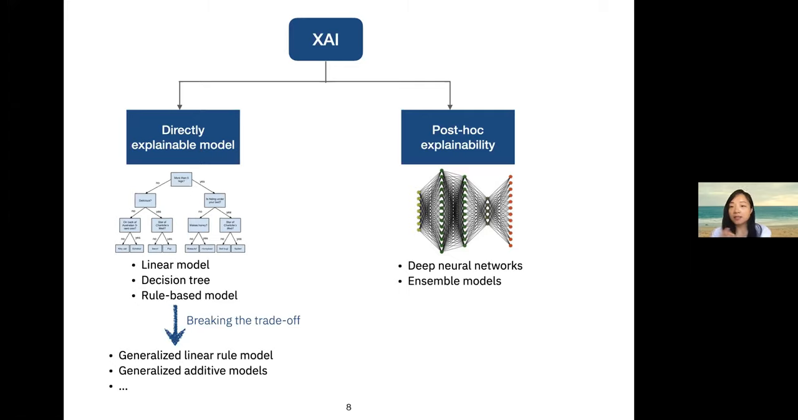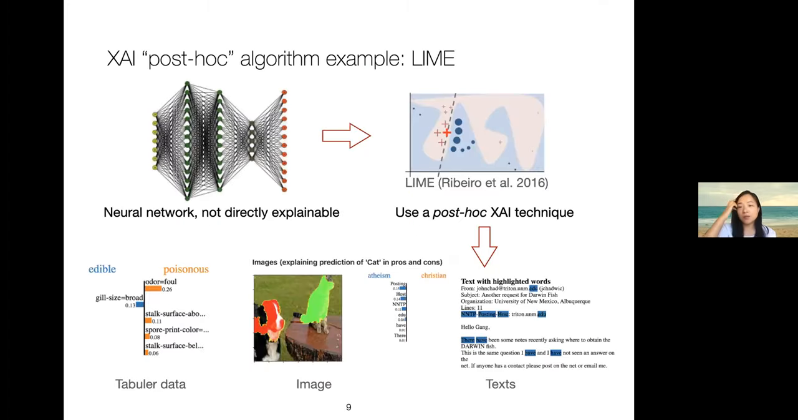And on the other side, we have what we call post hoc explainability, meaning that you already choose to use an opaque box model, like a deep neural network or ensemble. You need a separate technique or algorithm to generate explanations for them. That's why we call it post hoc. To just give you one example, this is one of the most popular explainability algorithms called LIME. It's a post hoc algorithm.